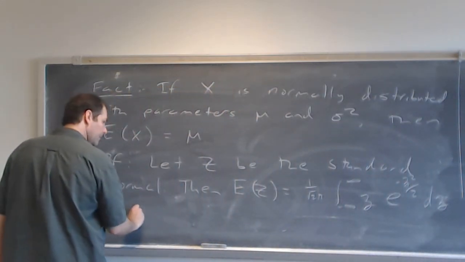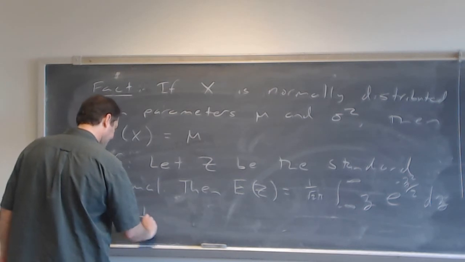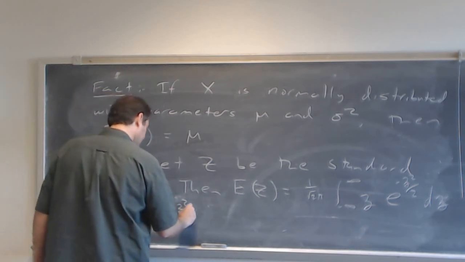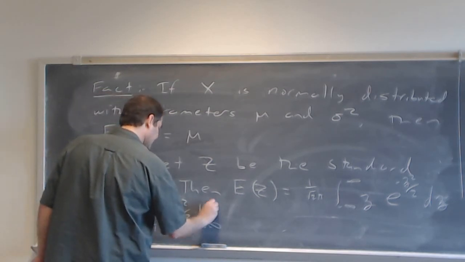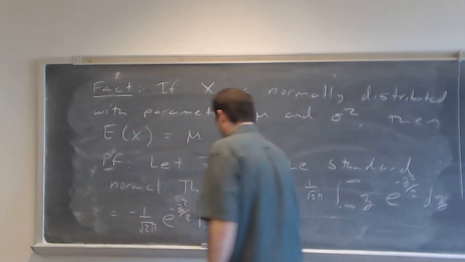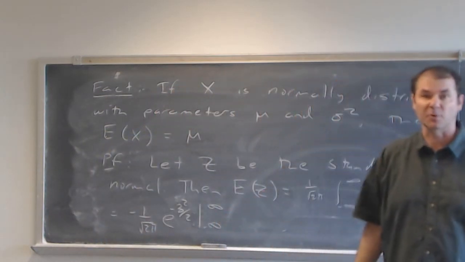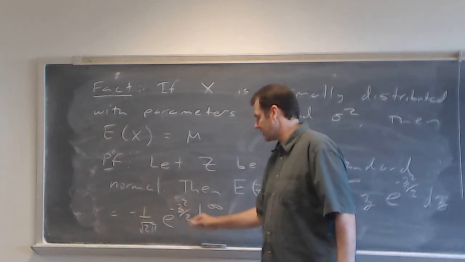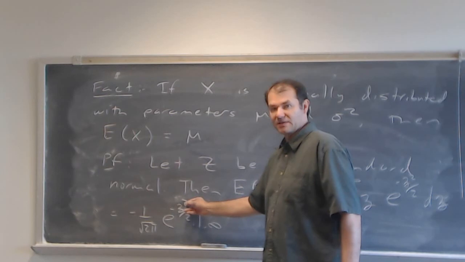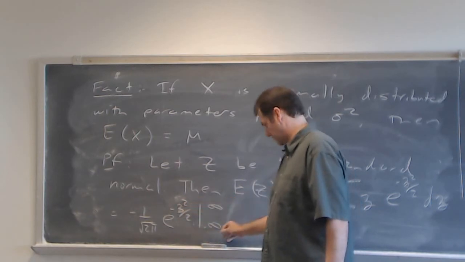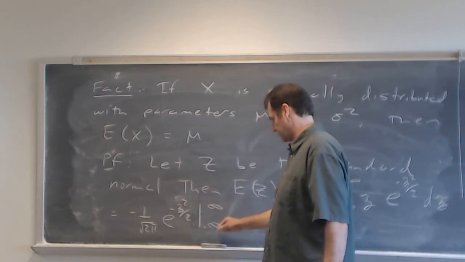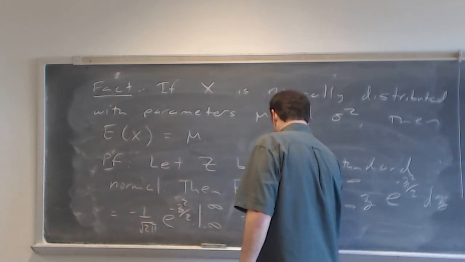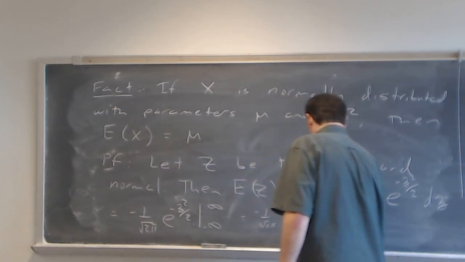What we get is minus 1 over the square root of 2 pi, e to the minus z squared over 2, like e to the u du, evaluated from minus infinity to infinity. Now look, I didn't write this down as an improper integral, but I could have. If you let z get really, really big and look at e to the minus really, really big thing squared over 2, that goes to 0. The same thing goes for minus infinity. So this ends up being minus 1 over the square root of 2 pi times 0 minus 0, which just equals 0.